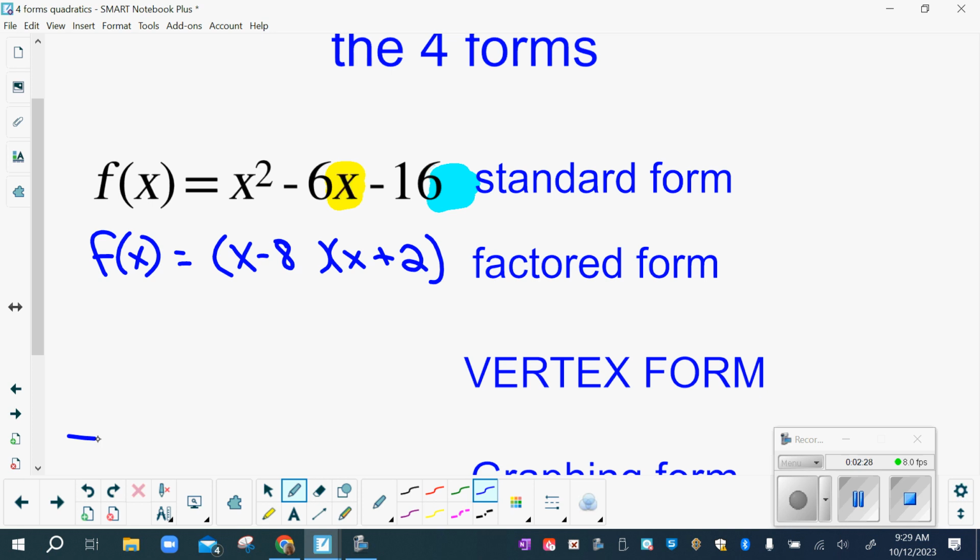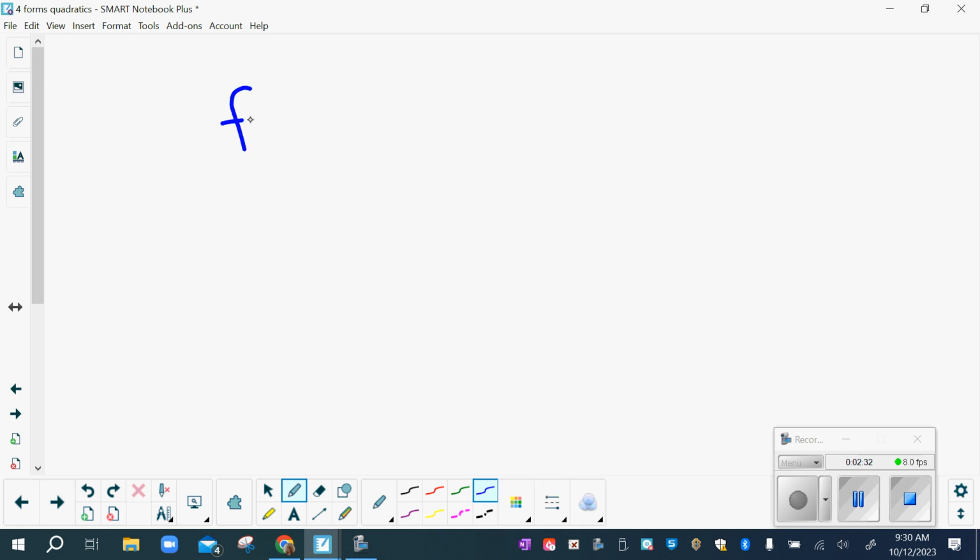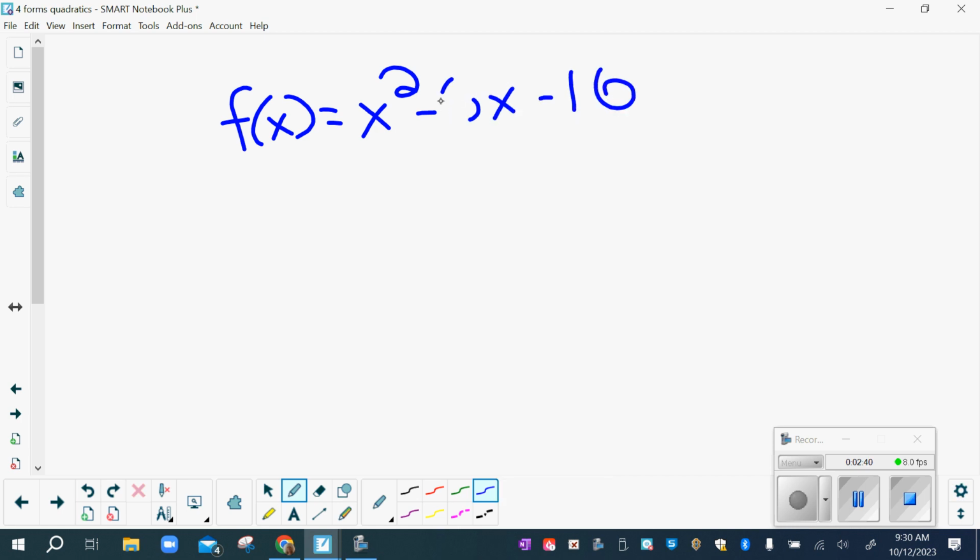I don't remember that. So I'm going to change screens. Here we go. f of x equals x squared minus 6x minus 16. We're going to write it in vertex form. But the first thing I need to remind you is what vertex form is. We know what it is when I show it to you, because we did it last chapter a ton.